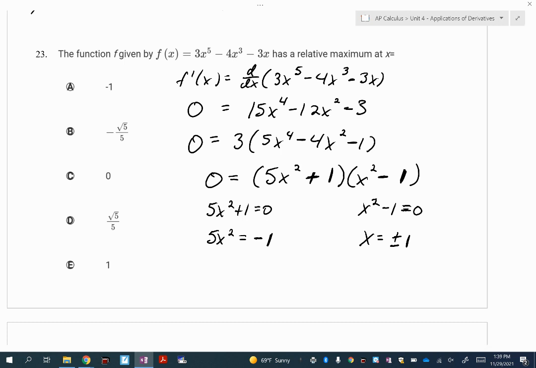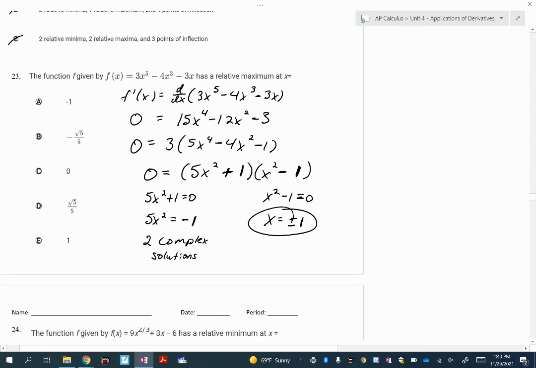And a positive times a positive, right? That positive 5 will never give us a negative. So these solutions would be two complex solutions, which we only care about real numbers, not imaginary. So really, it's just these two that I care about. So watch what I do with that.